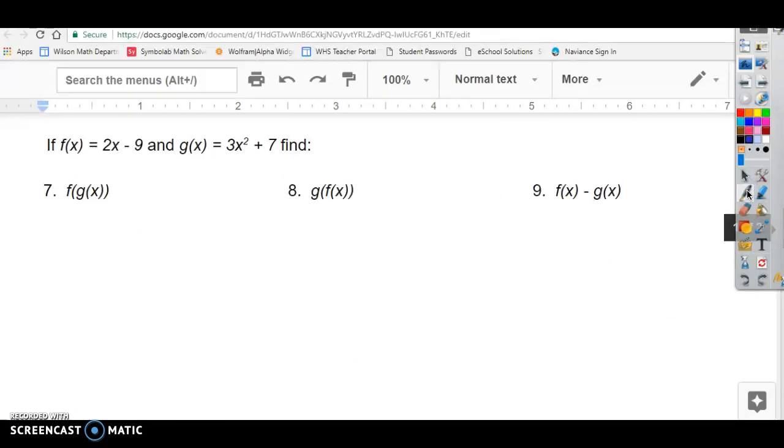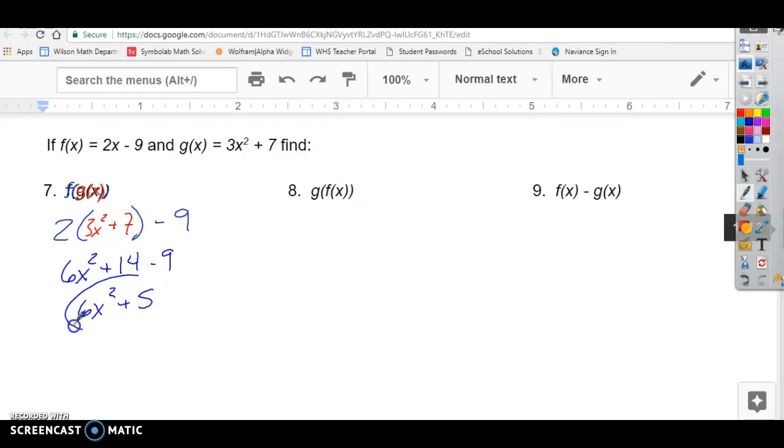So going to the next pairing of f of x and g of x. So now we're doing composition. So remember, I'm going to do f first. This will be 2 blank minus 9. I'm now going to do g of x in red. So I put in 3x squared plus 7 into that space. Right? So distribute the 2 in. We're going to get 6x squared plus 14 minus 9. So this is 6x squared plus 5. Now that will be our function for 1.